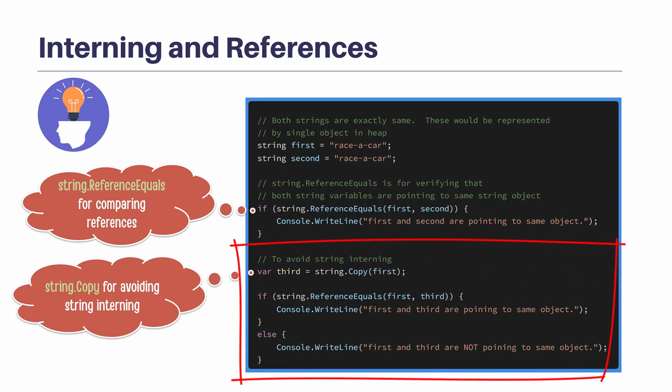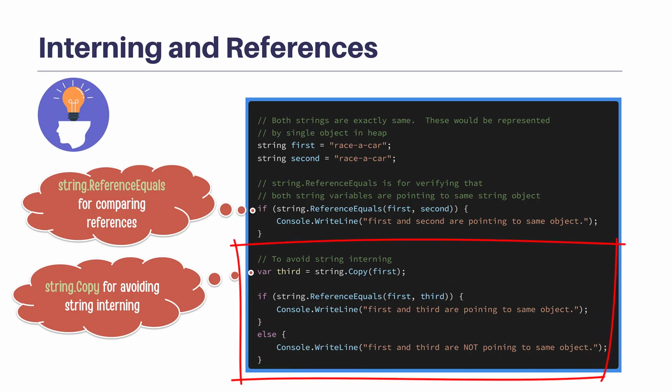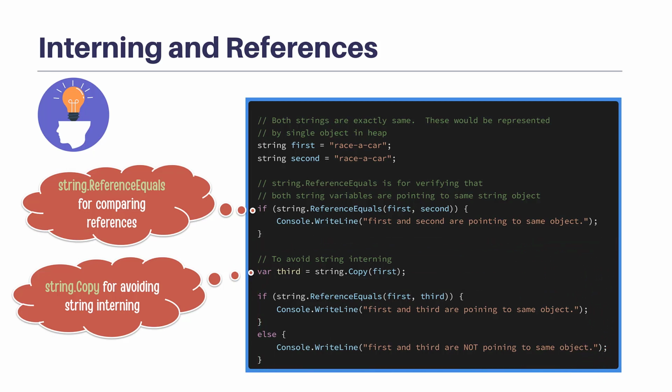And that's why the if block will not be executed. Instead, the else block will be executed, which will print that the first and third variables are not pointing to the same object. I hope the concept of reference equality is clear now. Let's move on.